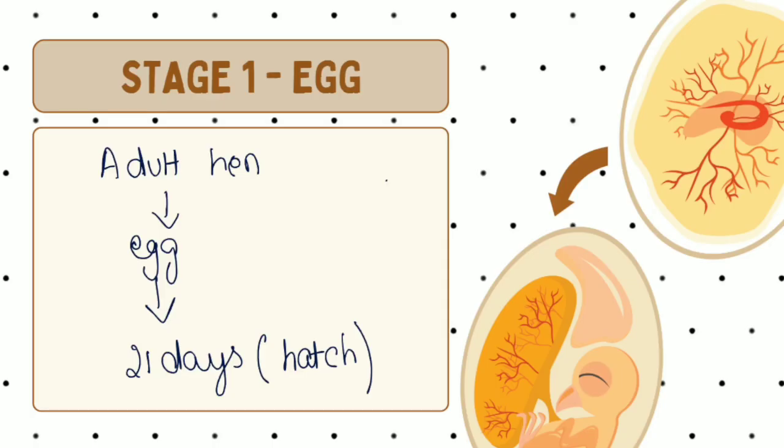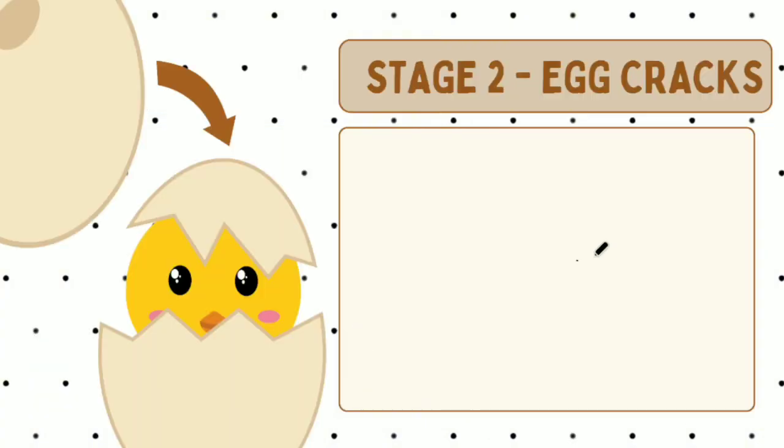So what is stage 1? The adult hen lays the egg. This egg will take 21 days to hatch. So this is stage 1. Then what about stage 2? The egg cracks after 21 days.